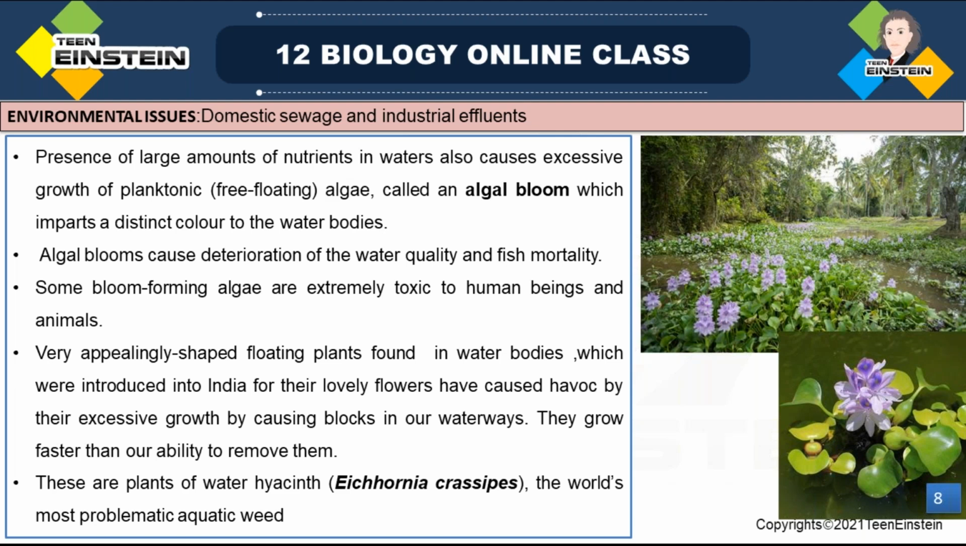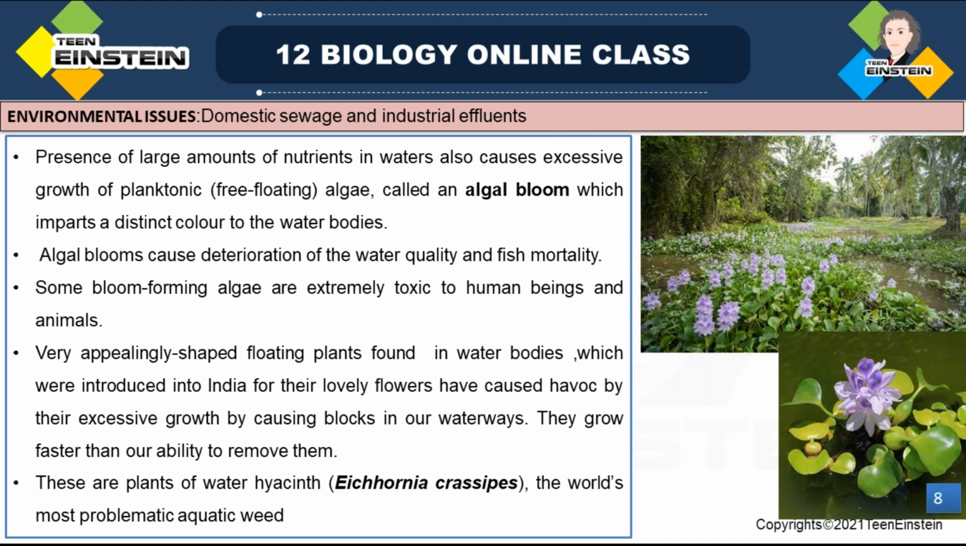And that algal blooming, that may cause again the death of aquatic organisms like fish and all. That may lead to the death of fish also. Then some algae like this, some blooming algae, they are extremely toxic. They are very toxic to human beings and other animals also.